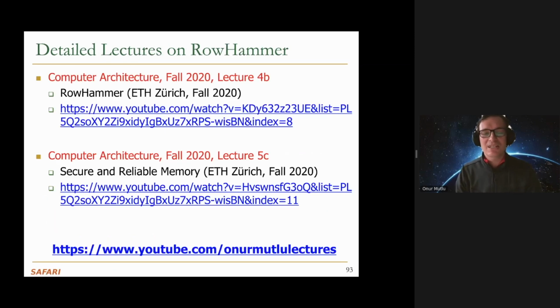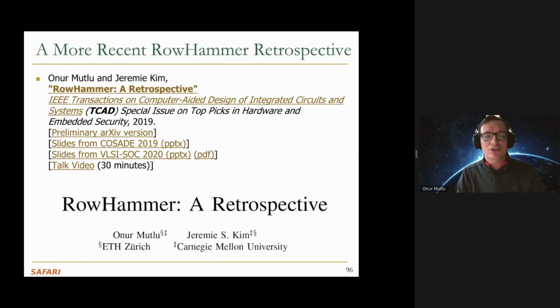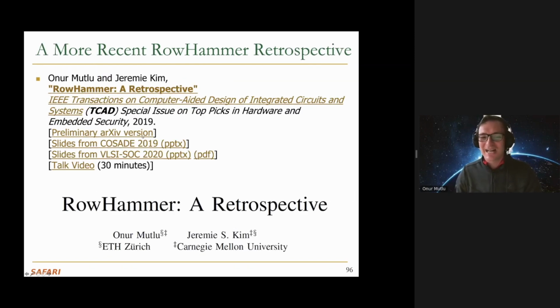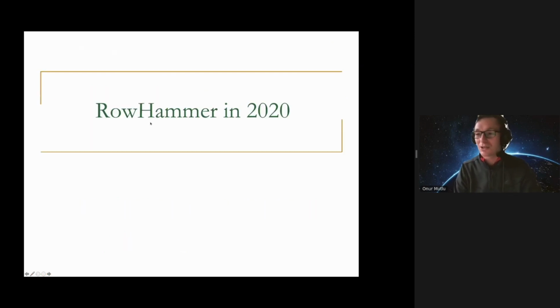So I'm going to finish this part of the keynote by giving you some pointers. There's detailed lectures on Rowhammer, and we've written some retrospective papers. This is the latest retrospective that we were invited to write on this special issue in top picks in hardware and embedded security for TCAD. But unfortunately, this paper doesn't contain what was done in 2020, which I'm going to talk about next, because I think what has happened in 2020 is quite exciting in terms of Rowhammer.